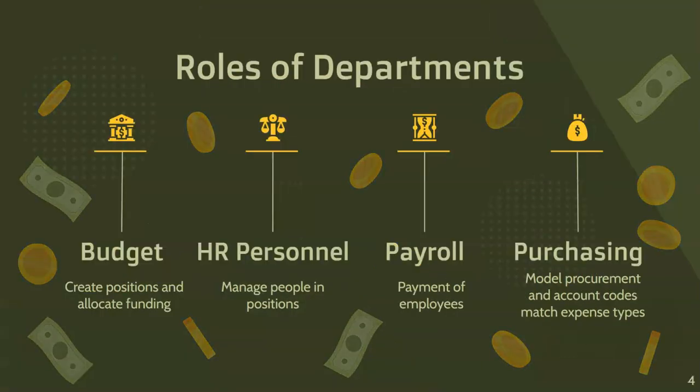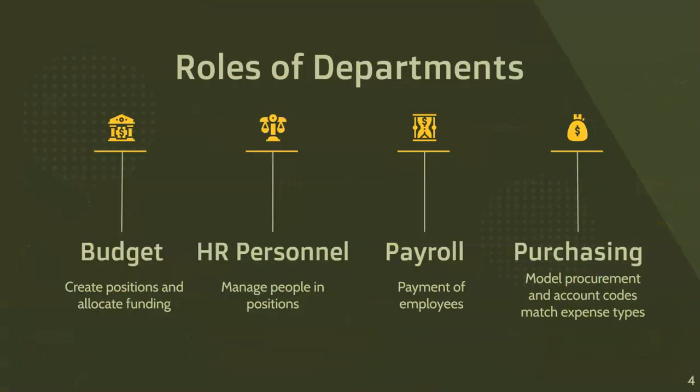I want to take this opportunity to talk about these four different departments. The budget department creates positions and allocates funding to support those positions. Human resources personnel manages the people part of that, so the posting, hiring, and movement of individuals within positions. Payroll manages the payment, and purchasing deals with the rules of buying and procurement, as well as assuring that account codes match the expense types.